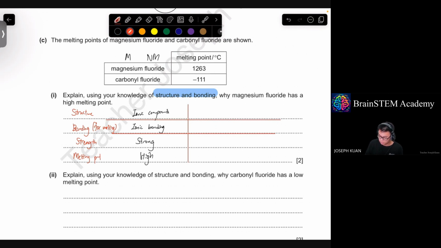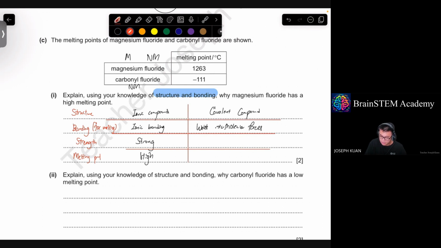Meanwhile, comparing it to the covalent compound, carbonyl fluoride is actually a covalent compound because it's composed of non-metallic elements. And in covalent compound, it has covalent bonding. However, remember that it's not used for melting. All right, it's a misconception that the covalent bond in a simple covalent molecule is broken. All right, it will not be broken during melting. Instead, it's actually the weak intermolecular forces that are getting broken here.